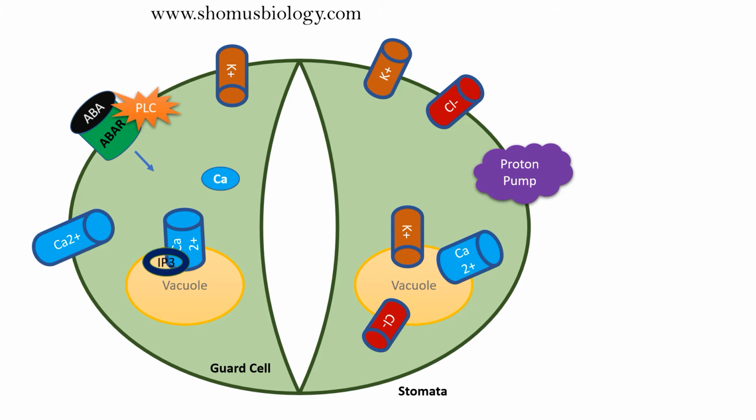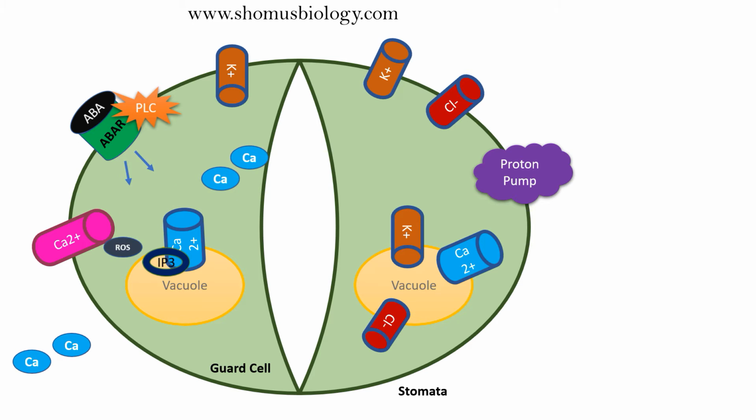This abscisic acid receptor, once activated, also activates reactive oxygen species or ROS. An example of this reactive oxygen species is H2O2. Simply, this reactive oxygen species also causes the calcium influx channels to drive more calcium ions inside this guard cell. So what happens is a secondary calcium influx. Both of these calcium influxes cause a high calcium concentration inside the guard cell. This high calcium concentration has two different consequences.